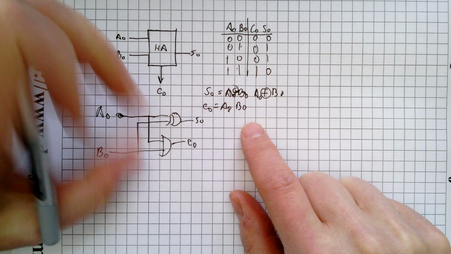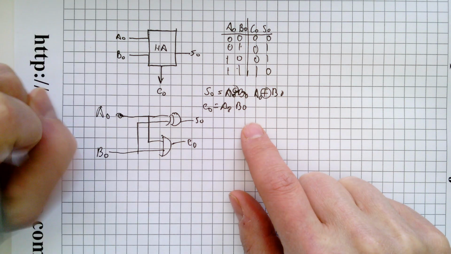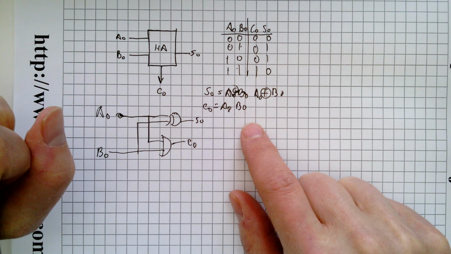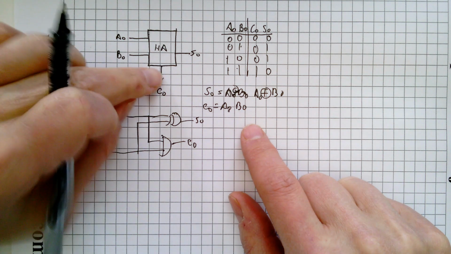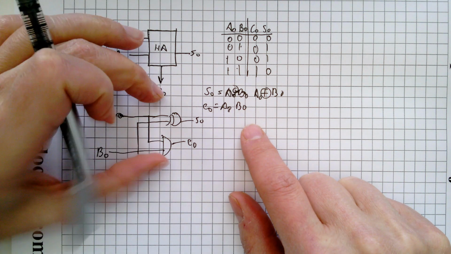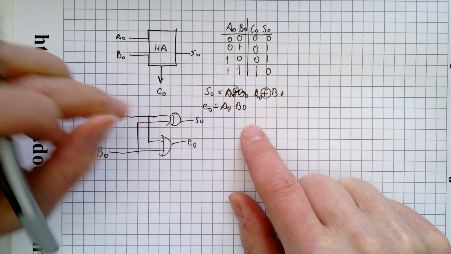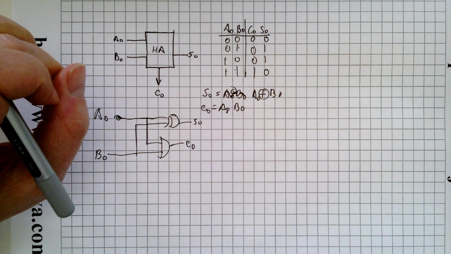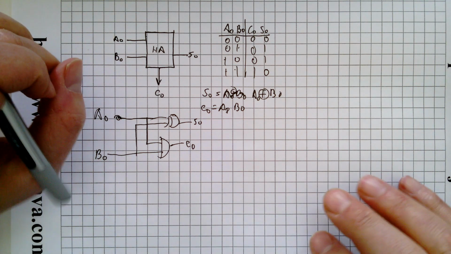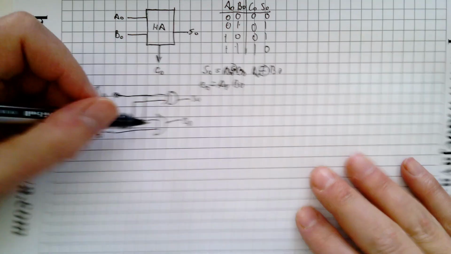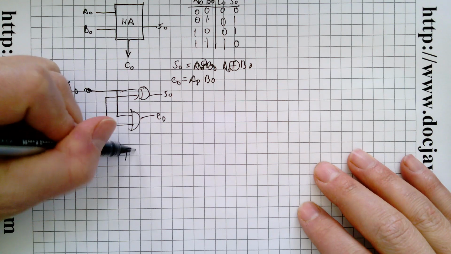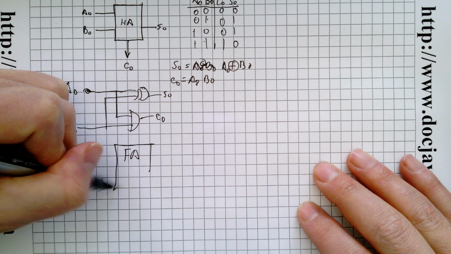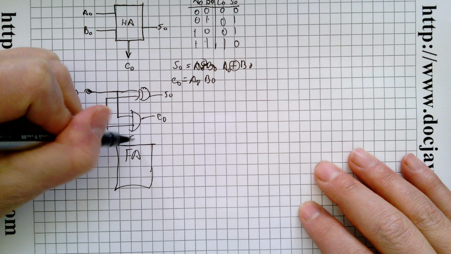So the first stage in a multi-bit adder is pretty simple because it has no carry in from a prior stage. But it does have a carry out, which means if you want another bit, you're going to have an accommodation for a carry in, which means you're going to need a full adder. Now the full adder is just a little bit different, right? Because it's got a carry in.